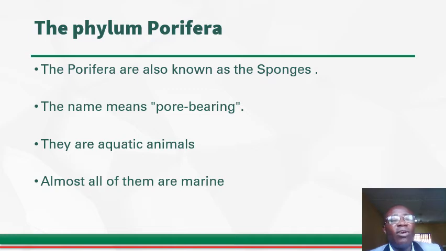We start with the phylum Porifera. This phylum is otherwise known as the sponges, and the name means pore-bearing, that is, they are the animal phylum that bears pores on them, and they are aquatic animals found in water. Almost all of them are marine animals, that is, they are found in marine habitat. When we talk about marine habitat, we are talking about salty environment or salty water.